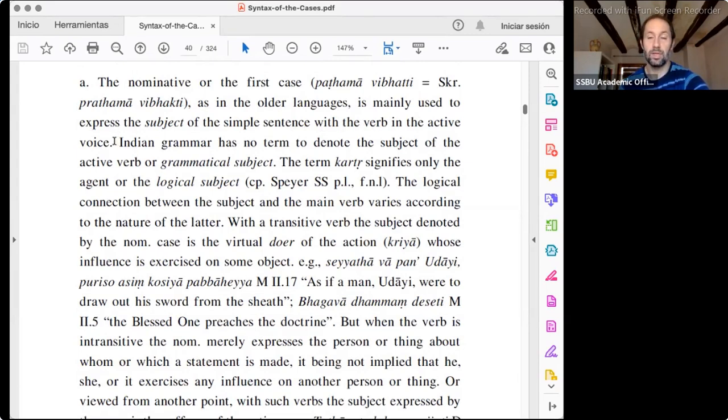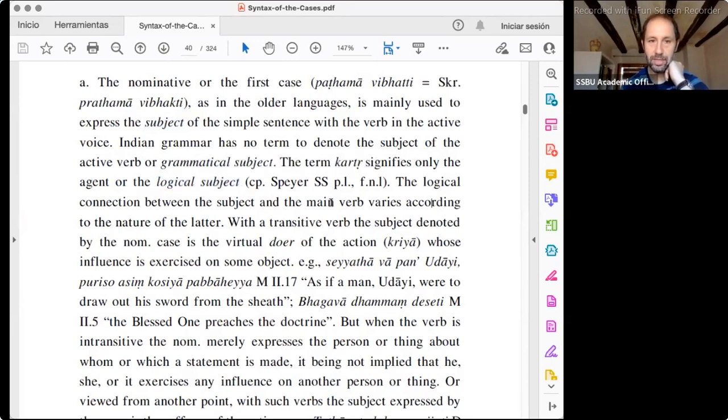So that's very simple. That's the nominative. It expresses the subject. Here, the word subject actually means the grammatical subject. It also means the logical agent. It's the agent of the verb. But here he calls it the subject. Indian grammar has no term to denote the subject of the active verb, or grammatical subject. So this is the grammatical subject. The term kartru, that means katta, signifies only the agent or the logical subject.